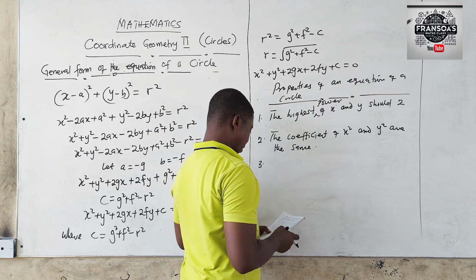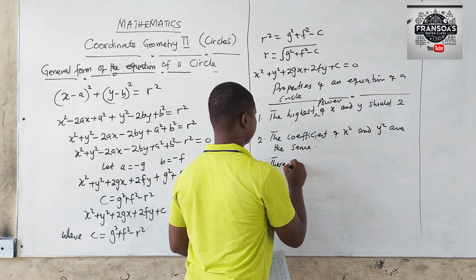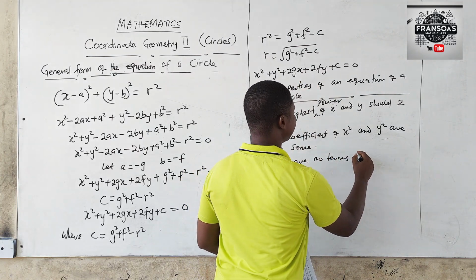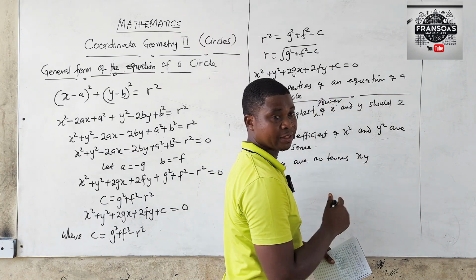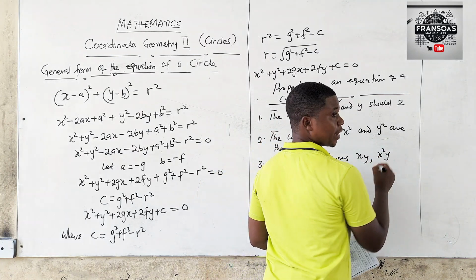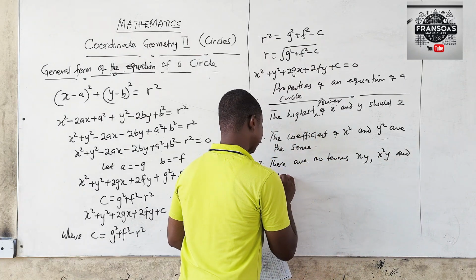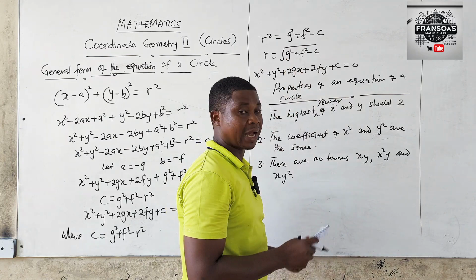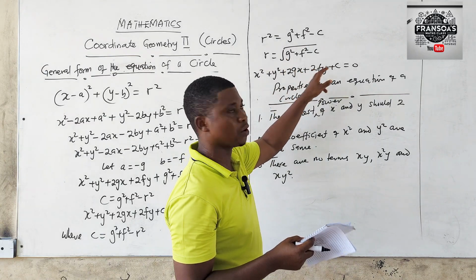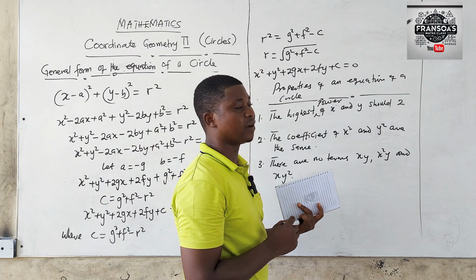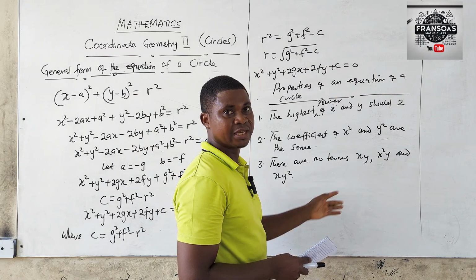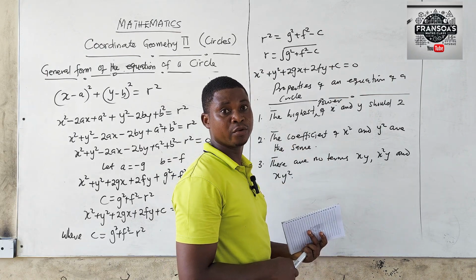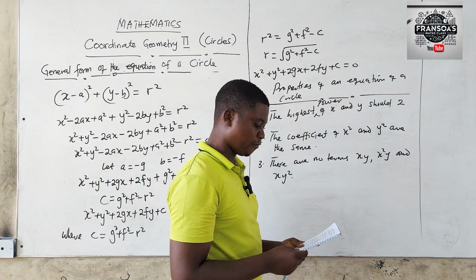Then the third one, there are no terms in that's xy. There's no xy multiplying. There's also no x squared y and xy squared. We don't have any term in that, because the x and y, each of them are separate. You have x squared, y squared, x and y. None of them is multiplying to give you any value. So there shouldn't be any terms of this nature in your equation. So if you see an equation in that manner, then that equation is not an equation of a circle.